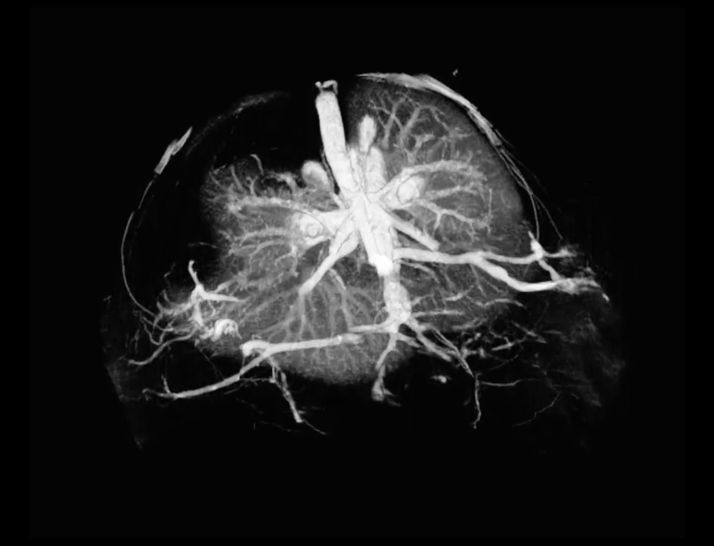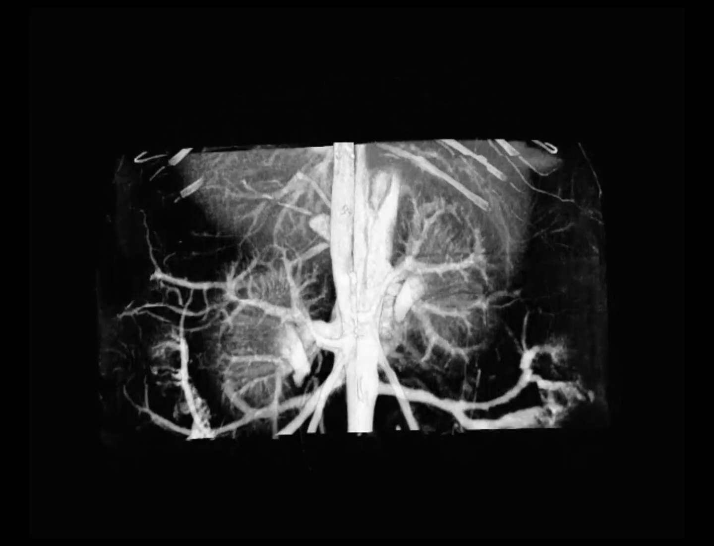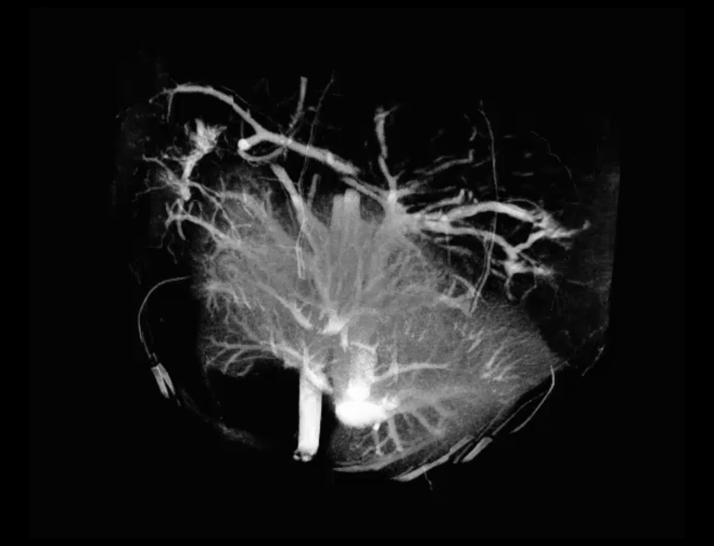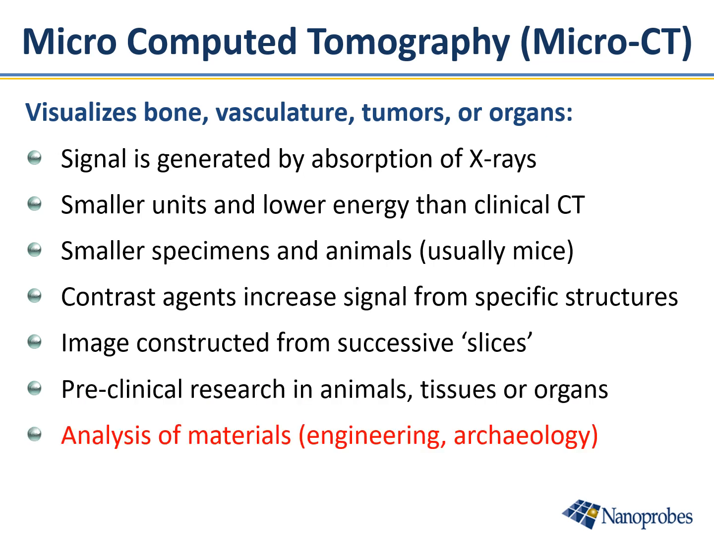Now, in addition to its use to image animals and biological specimens, micro-CT can also be used to image materials, and applications of that include the analysis of materials for construction or engine components to look at failure modes, and also the analysis of delicate specimens from archaeological excavations, where actually sectioning or dividing up the specimen poses risks.